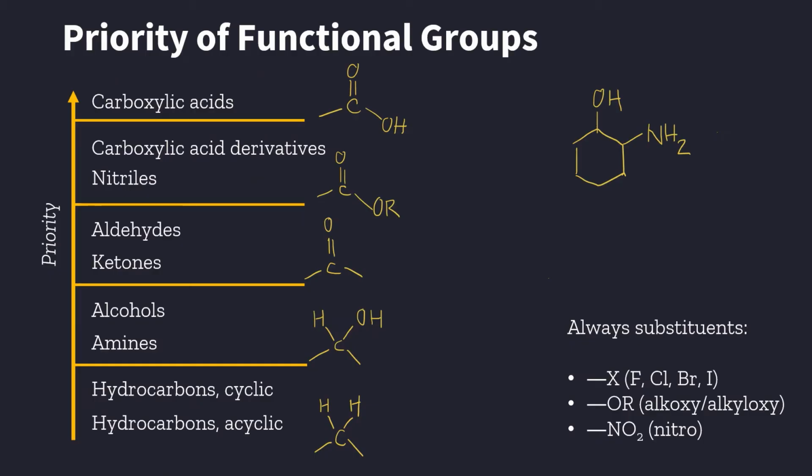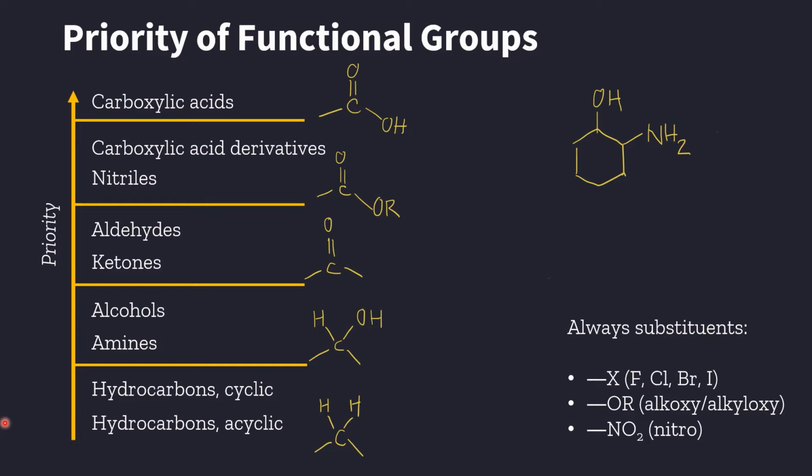When dealing with multifunctional compounds, you have to be aware of the priority of functional groups, because the highest priority functional group present in your molecule will be named as the suffix of your parent chain, and the rest of the functional groups will be named as substituents. So here is a short list of the priorities of several functional groups.